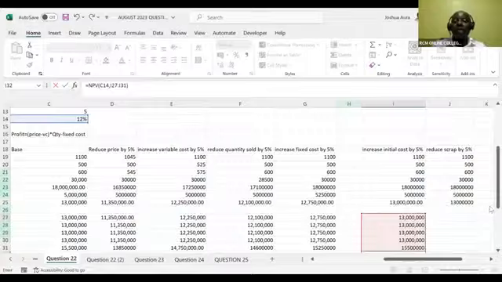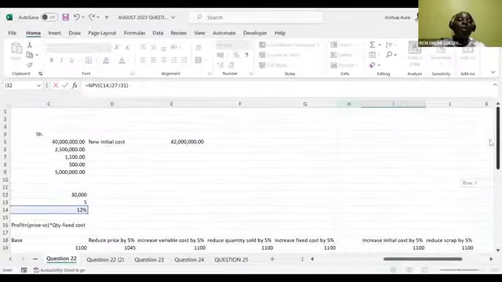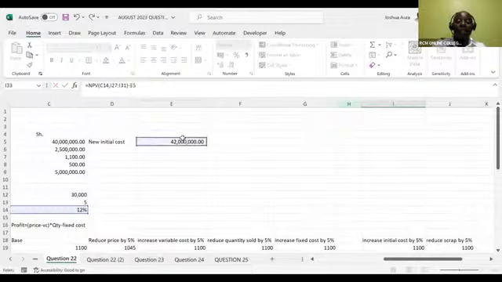So after closing brackets, then what do you have? You'll come and say minus the initial outlay. So what is the initial outlay? It is the new initial outlay because this time around we're doing sensitivity of the initial outlay. So say enter like that.